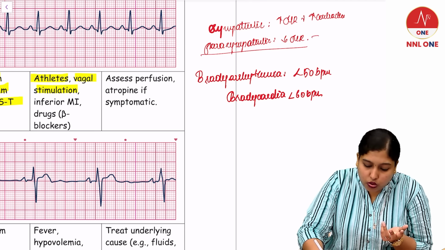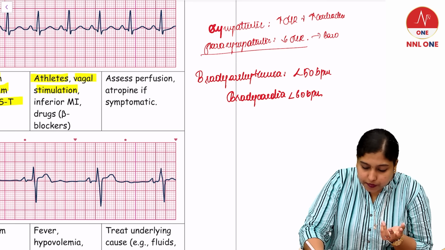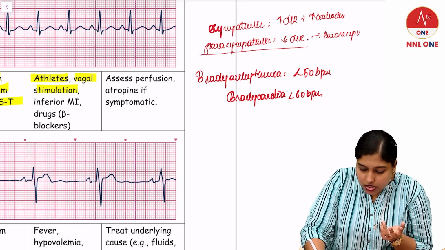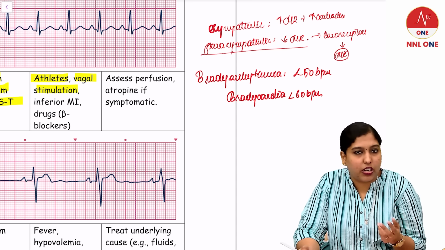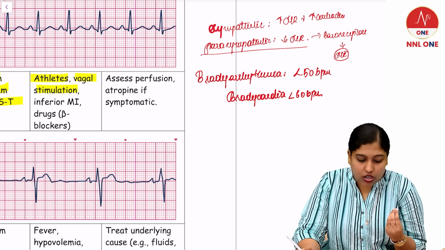So ultimately, the normal function happening is to decrease the heart rate. It is going to work on the baroreceptors and decrease the heart rate. Right? This is what happens when the vagal nerve, your 10th cranial nerve, is stimulated.